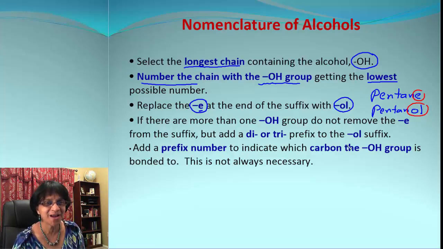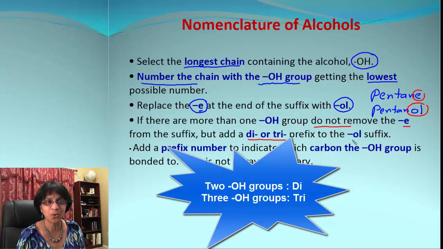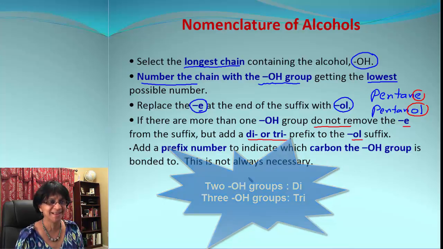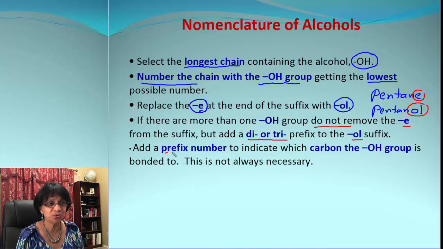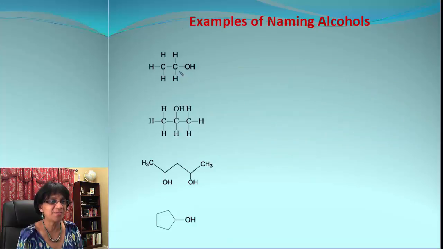Now what if we have 2 or more hydroxide groups? What are we going to do? We add di or tri before the OL. And we will have more examples coming up, so it will get clear. And then the last thing, don't forget to add the prefix number of the carbon atom to which the OH group is bonded. So here is our first example.